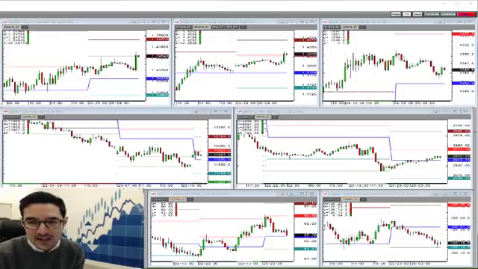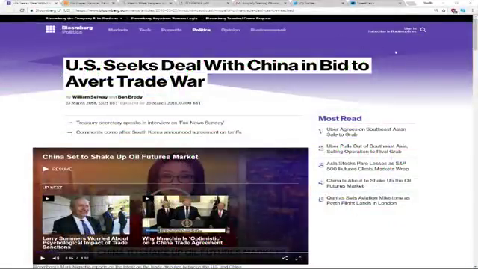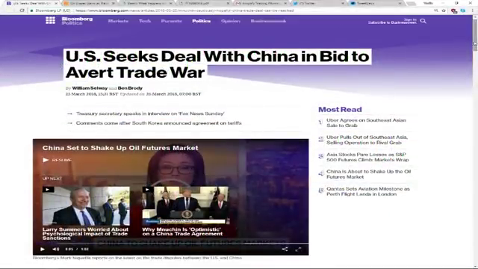But let's just have a look at some of the headlines firstly, and this is it. The US seeks deal with China in bid to avert the trade war. So just to give you an update, the Treasury Secretary Steven Mnuchin said he is optimistic that the US can reach an agreement with China that will avert the need for President Trump to impose tariffs.